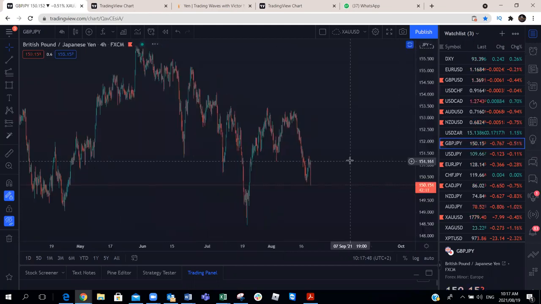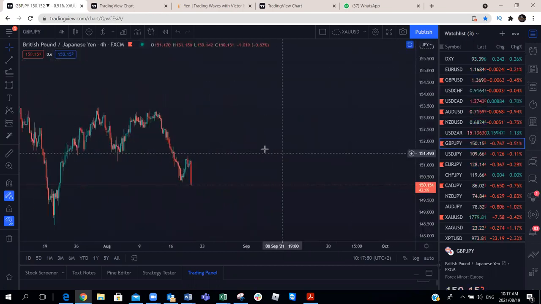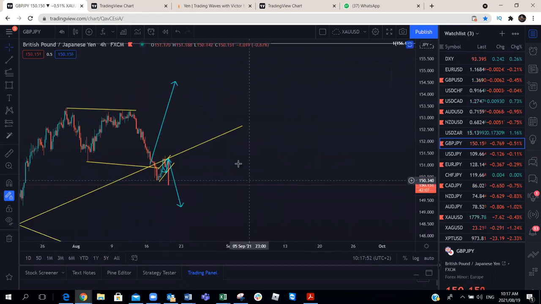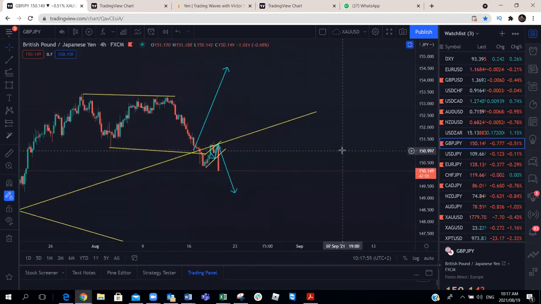Pound yen. So pound yen, yesterday we looked at this structure here, that it will consolidate at current levels and make a move to the downside. So that is still the view on pound yen. We still expect it to continue to the downside. So we've got the correction that we were looking for yesterday. So this is the correction. We made a move to the upside here. We're now looking downside here on pound yen.